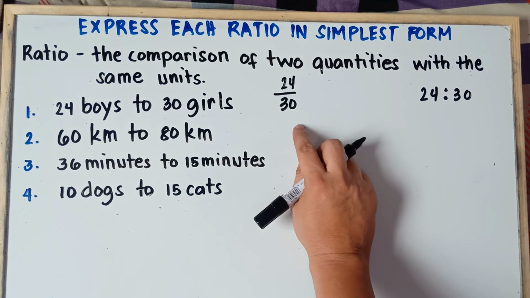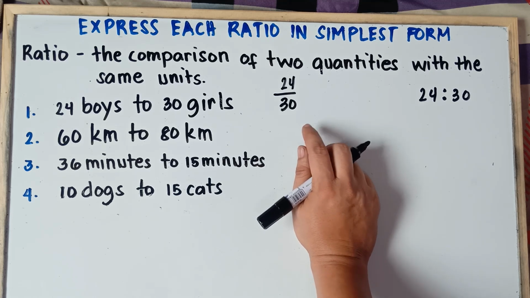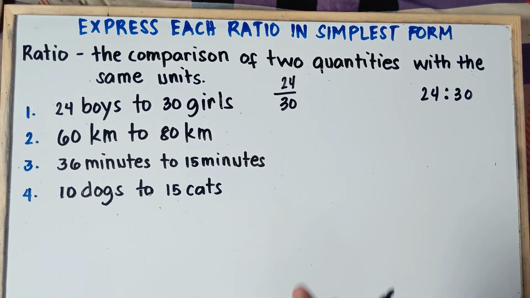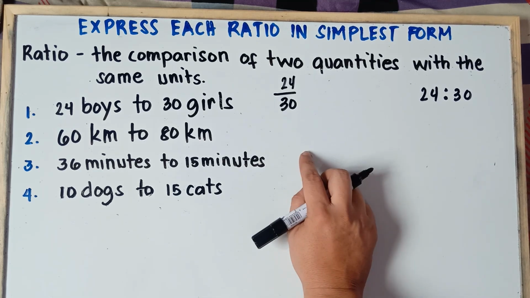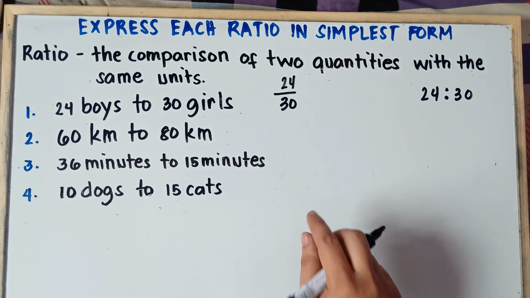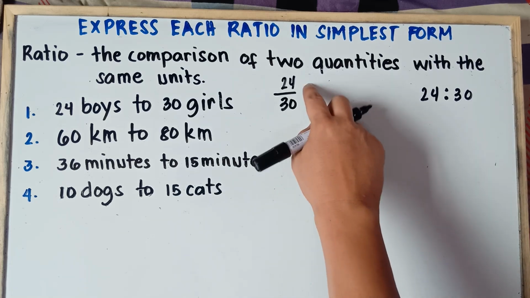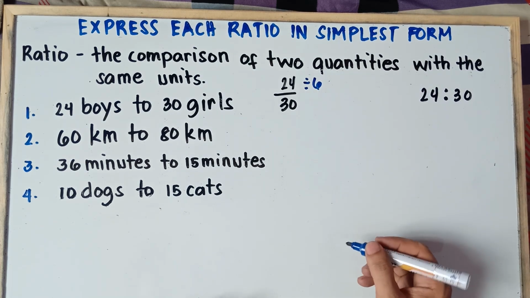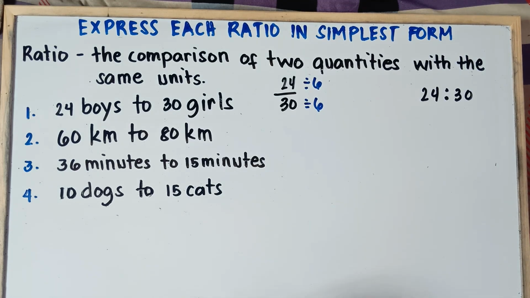Now, to express this in simplest form, you need to find the GCF, the greatest common factor. To find that number, you think of it this way. You find the greatest number that is common to 24 and 30. That number can be divided into 24 and 30. The greatest number that can be divided into 24 and 30. Of course, that's 6, right? We can divide 24 by 6. You can also divide 30 by 6. Because if you want to do it manually, class, it will really take time.